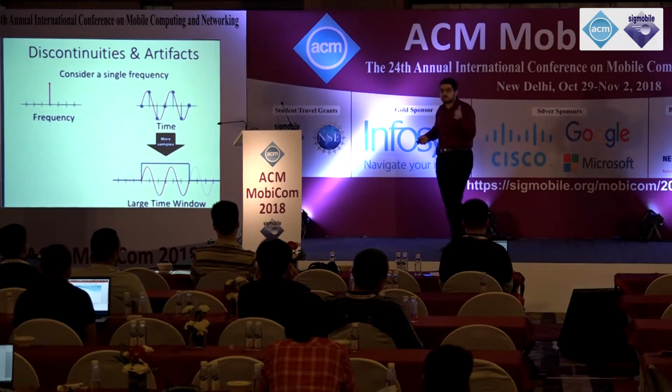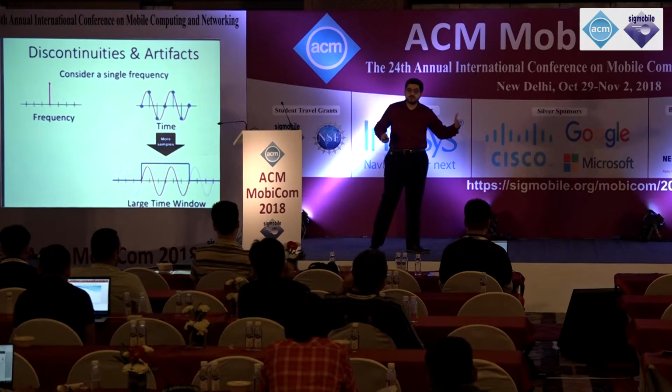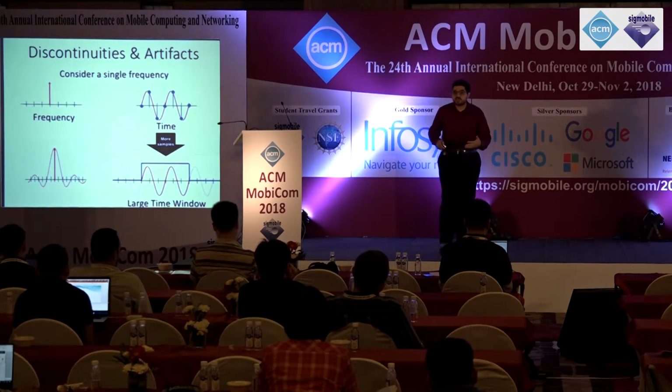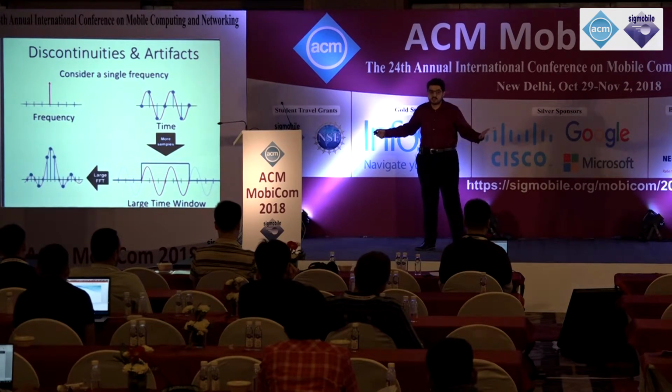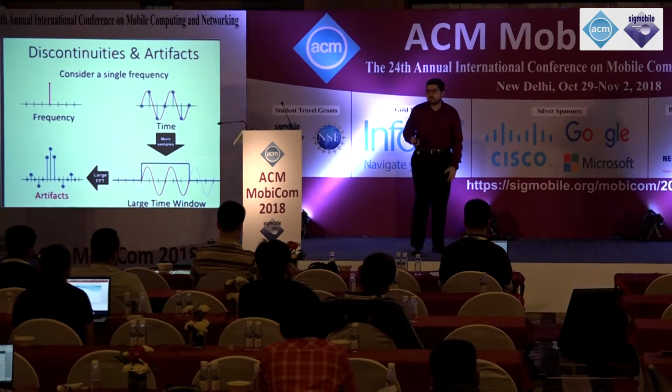Now, multiplication with a rectangle in time translates to what? To convolution with a sinc function in the frequency domain. So once you take your large FFT, you're actually going to get all these samples from the sinc, which are going to create artifacts.